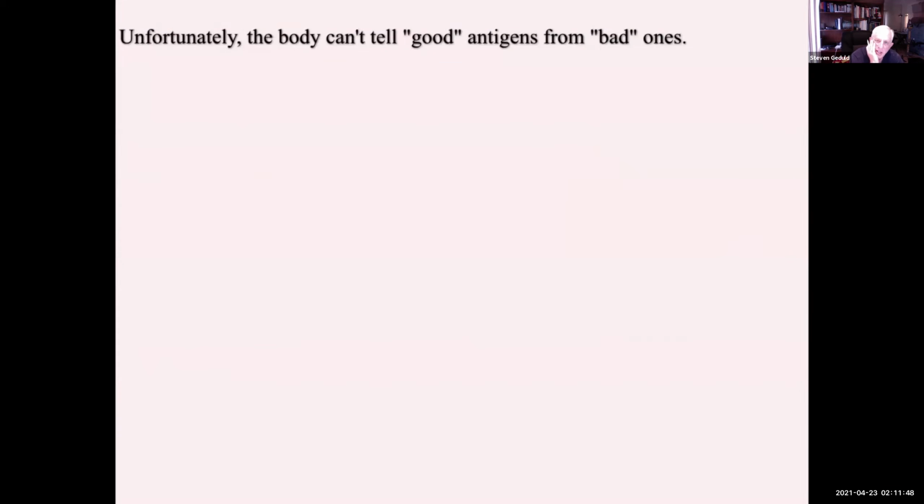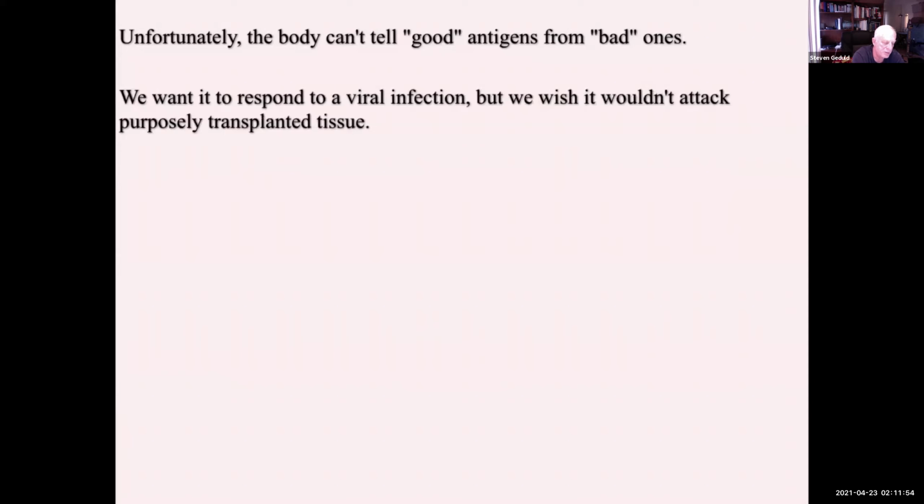Unfortunately, the body can't tell good antigens from bad ones all the time. It doesn't always work like that. We want it to respond to a viral infection, but we wish it wouldn't attack purposely transplanted tissue, like when you get a lung transplant or a heart transplant. Your body's going to think that is foreign. It's going to attack against it. So we put it on... what are those drugs called?